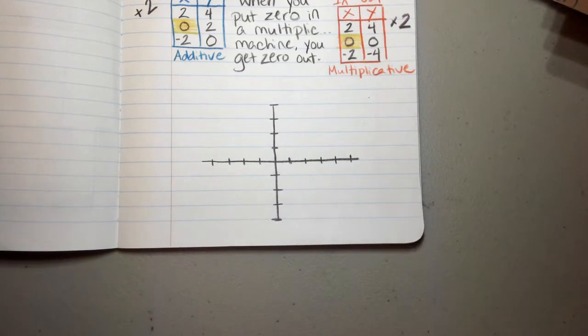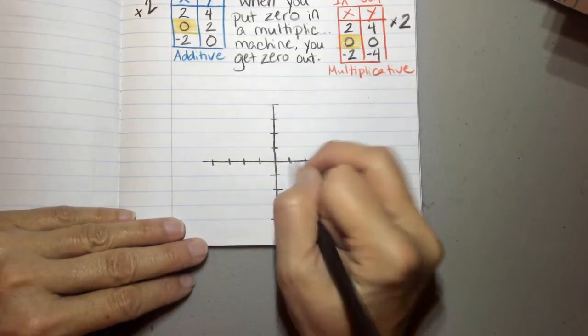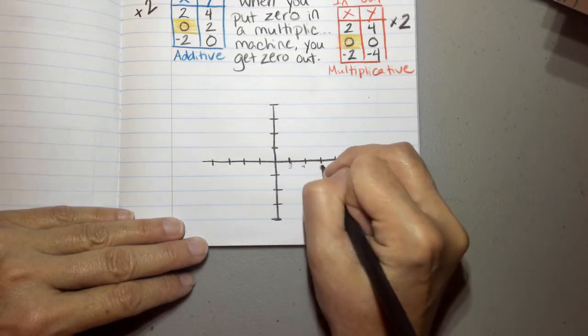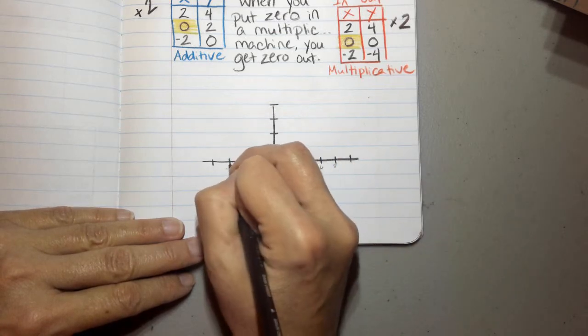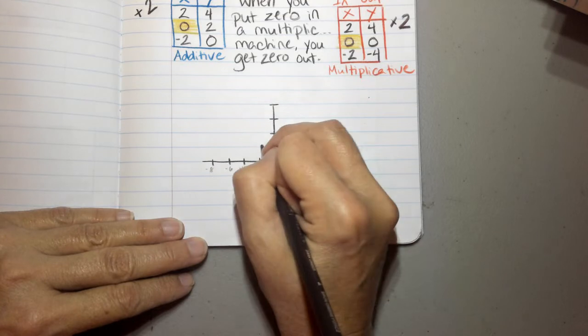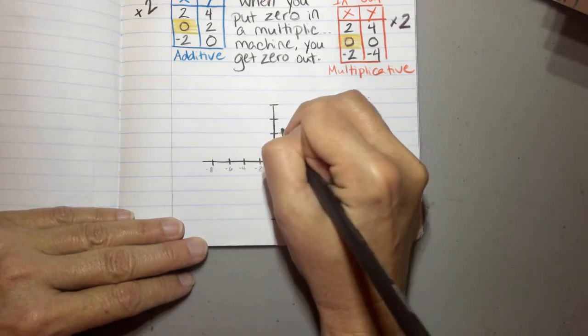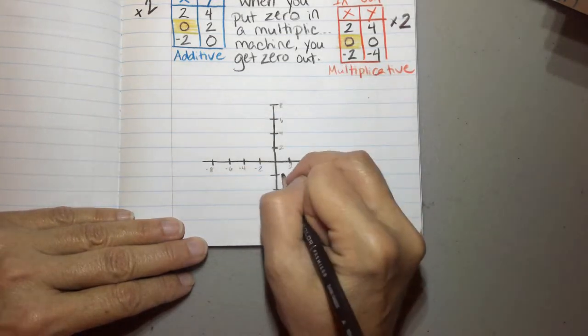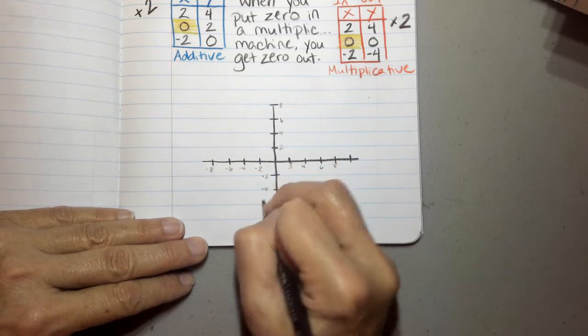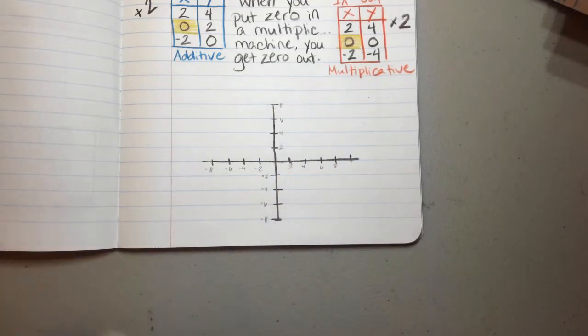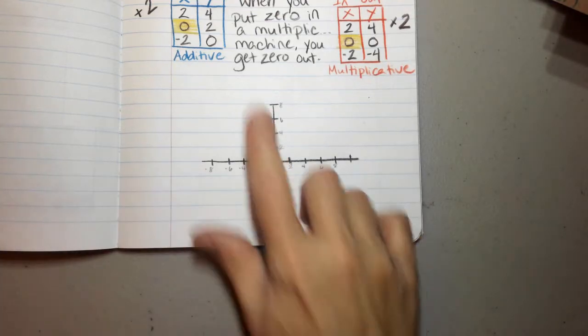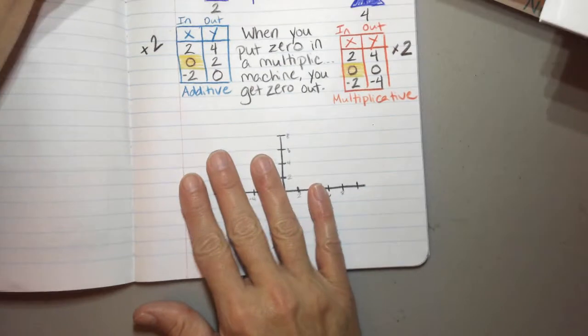All right, and I'm going to let each of these be 2, -2, -4, -6. Okay, this is +2, 4, 6, 8, and this is -2, -4, -6, -8. Okay. So now let's look at my additive.